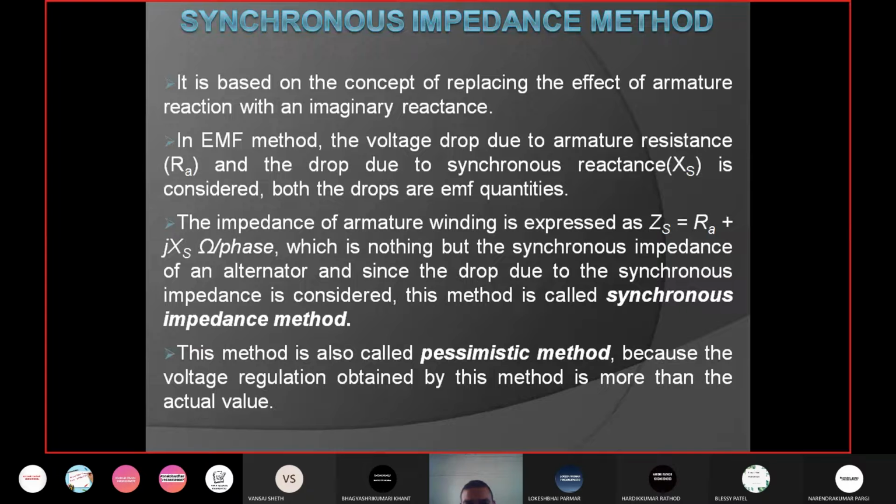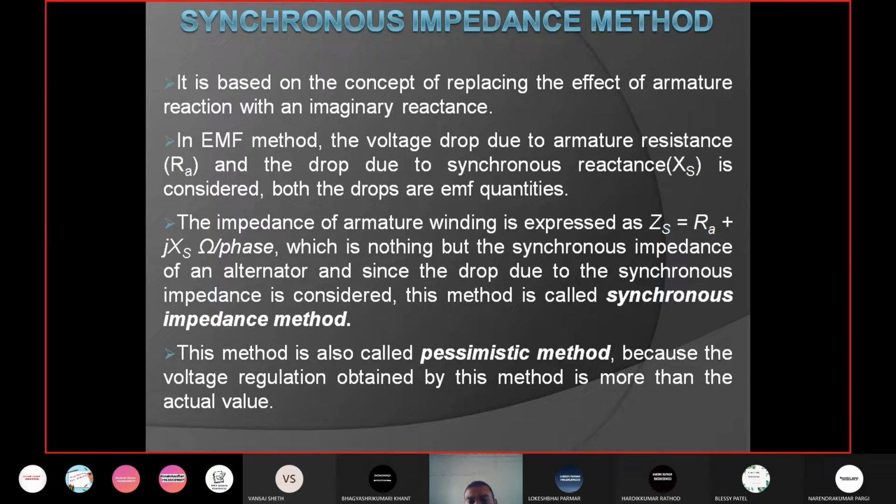So this impedance of armature winding is nothing but the synchronous impedance of an alternator, and since the drop due to synchronous impedance is considered, this method is called synchronous impedance method. Why is this method known as synchronous impedance method? Because in this method the drop due to the armature resistance and synchronous reactance is considered. If we combine this armature resistance and synchronous reactance, then it becomes the synchronous impedance ZS. So ZS equals RA plus jXS. So in this method drop due to the synchronous impedance is considered. That's why this method is called the synchronous impedance method.